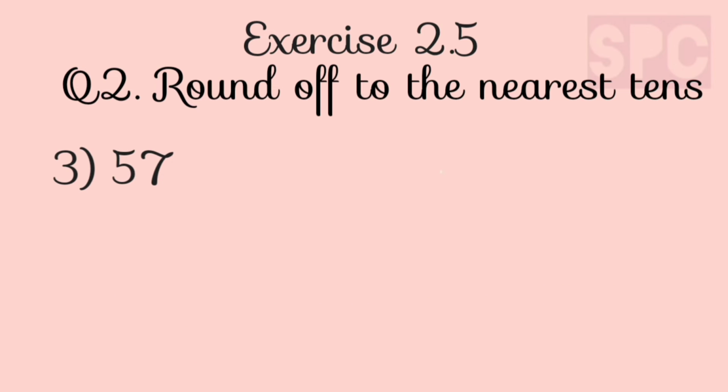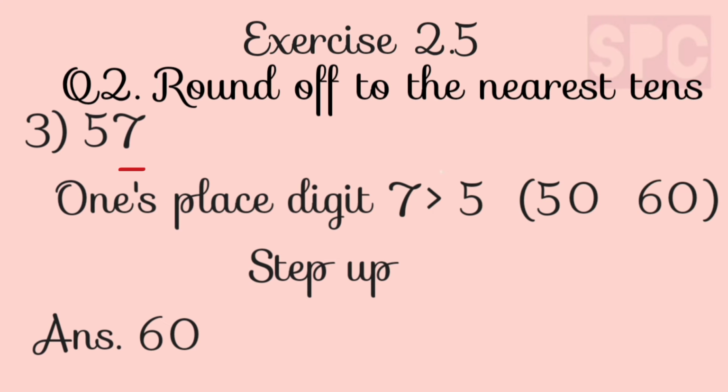Next question, 57. Again we will see the digit at ones place. Here the digit at ones place is 7, which is more than 5. So in this case we will step up. Since 57 lies between 50 and 60, after rounding off 57 we will get 60.